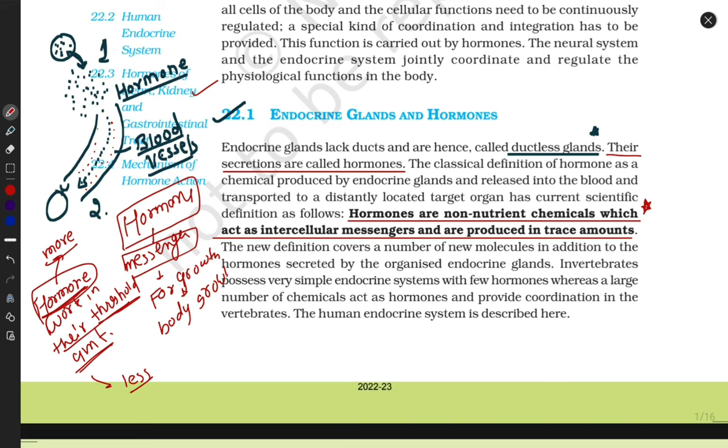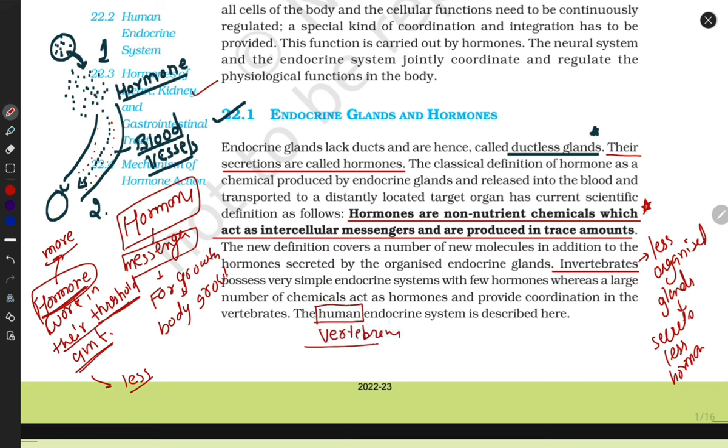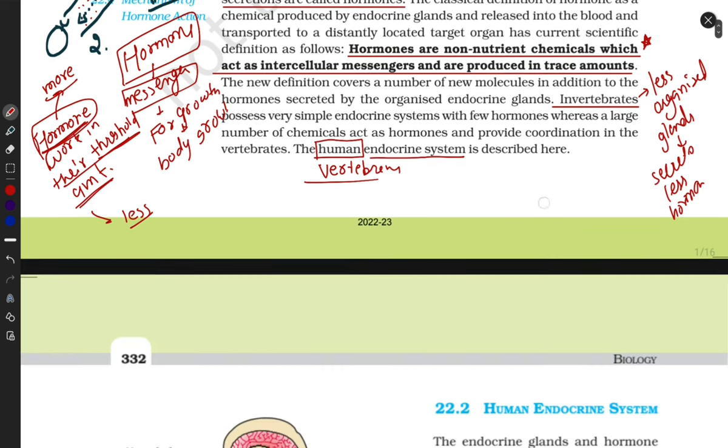They give a statement and ask you to pick the correct option, or to choose what is true and false about hormones. Next, we all know that we are vertebrates, but invertebrates are also present in our environment. Invertebrates have less organized glands, so they secrete less hormone. But humans are vertebrates. We have an advanced endocrine system, with well organized, specialized structures.